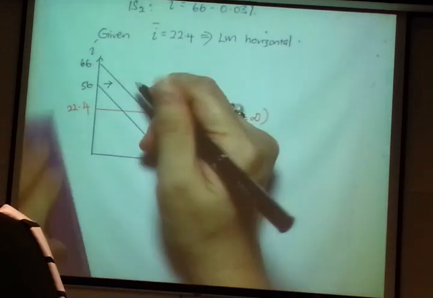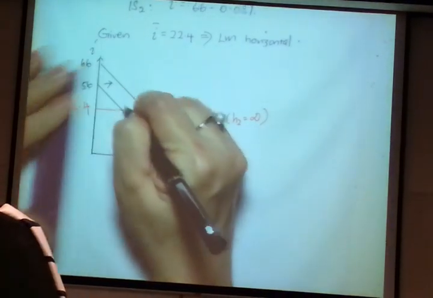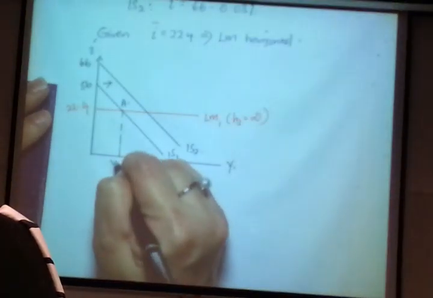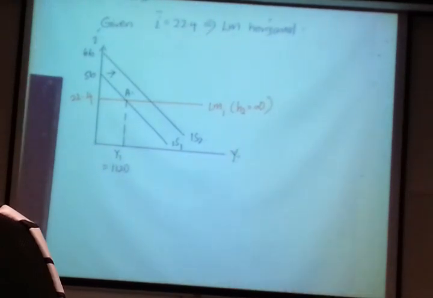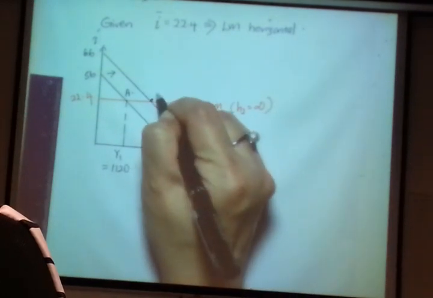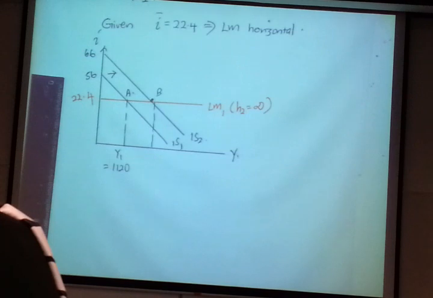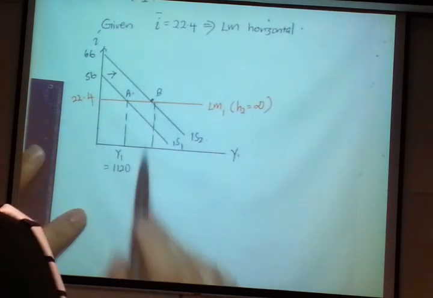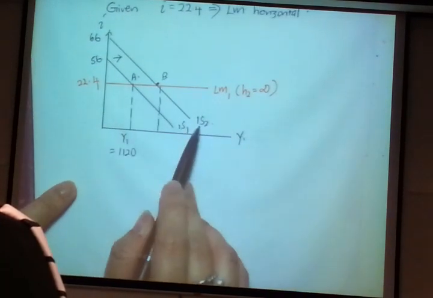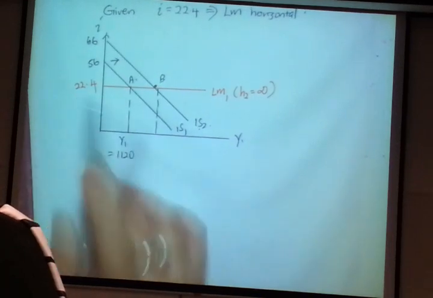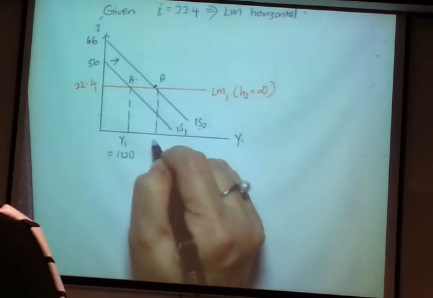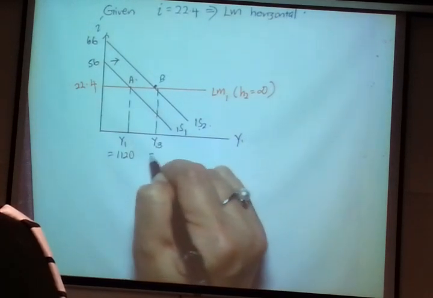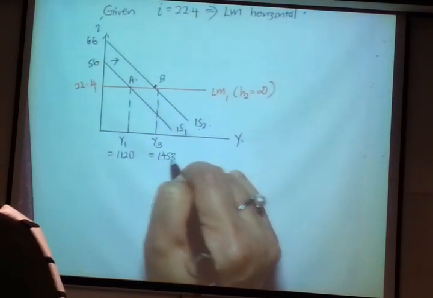In this case, you could see we were initially at point A, income was Y1, 1120. But now IS shifted rightwards. We move to point B. In other words, you merely solve IS2 with 22.4, that's all, and you will get an answer. We call this your Y3, 1453.33.